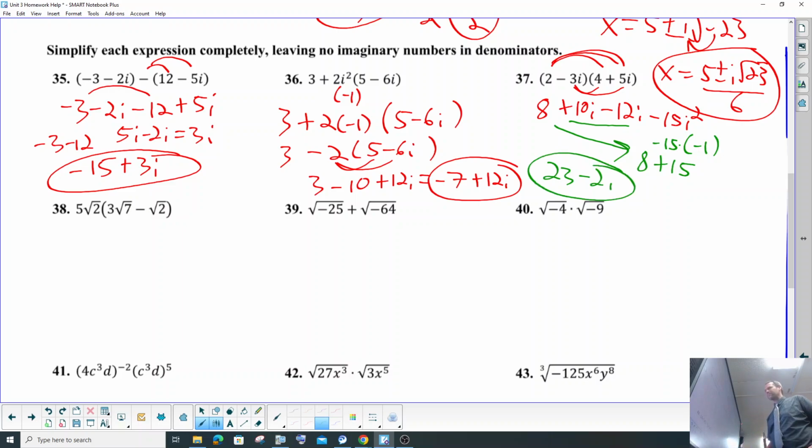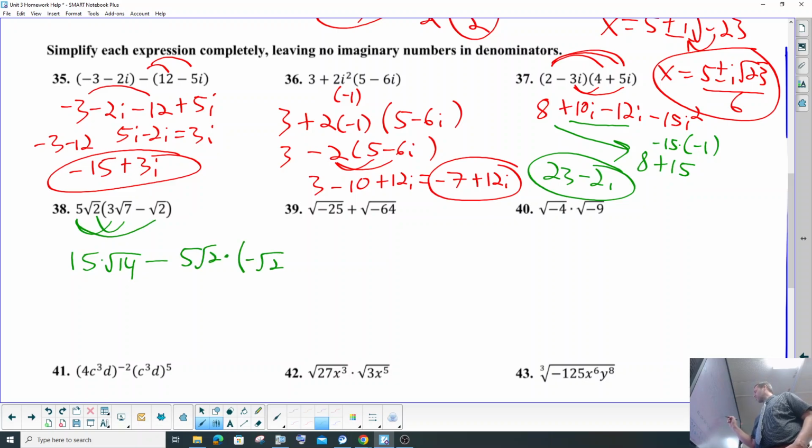I hope so. Now remember, when you're doing radicals, whole numbers with whole numbers. So 5 times 3 is 15. And radicals with radicals, so that's radical 14. And then minus, well, what if you don't have a whole number with a radical? Well, that 5 can still multiply with the negative invisible 1 there. So that's going to be a minus 5.